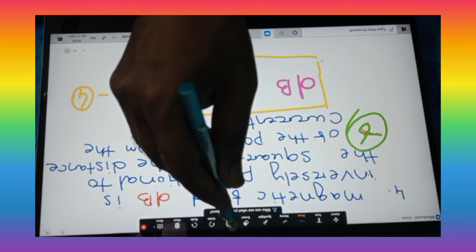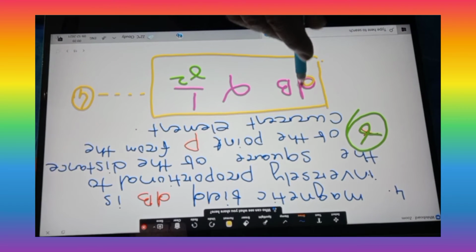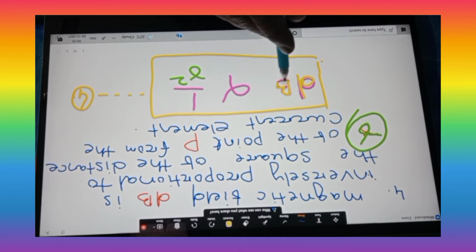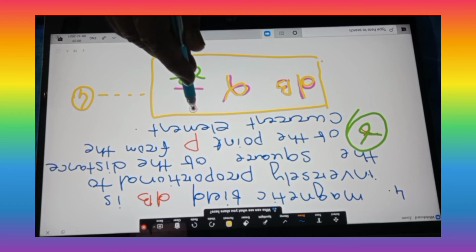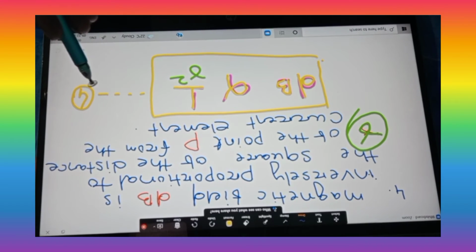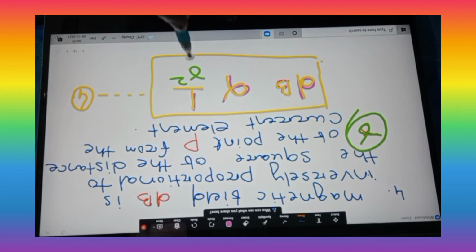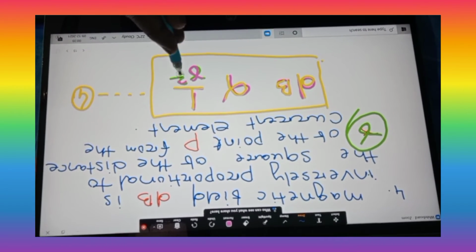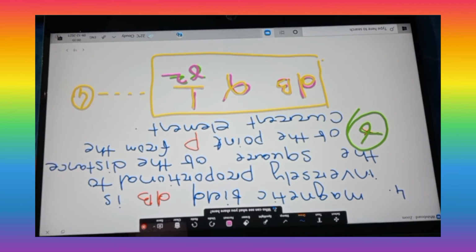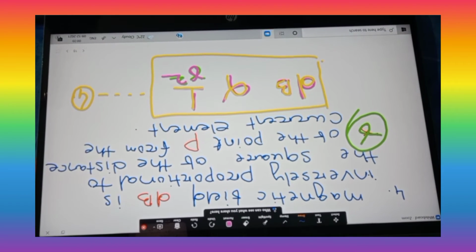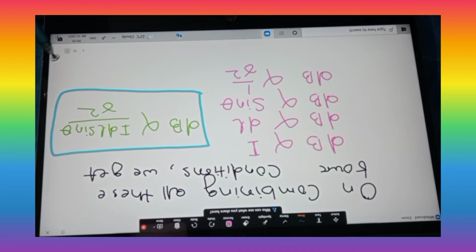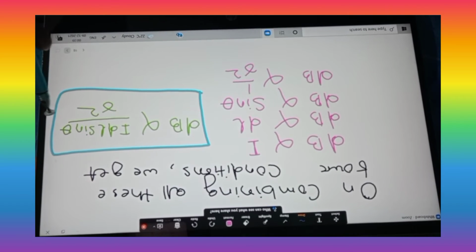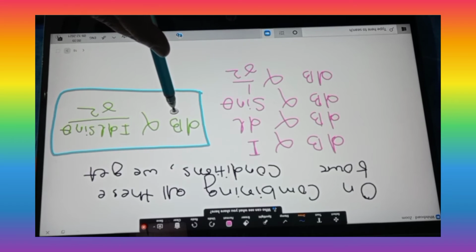Okay, understand? So here you see the magnetic field is inversely proportional to the square of the distance of the position vector of the point P from the current element. Yes, of the current element. Understand? It means if the distance of the point from the current element increases, then naturally the magnetic field will decrease, right? Yes.